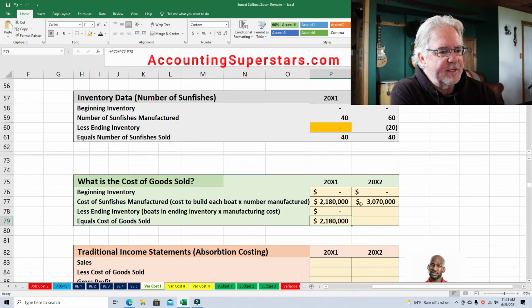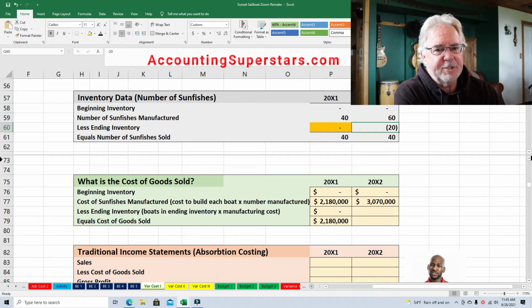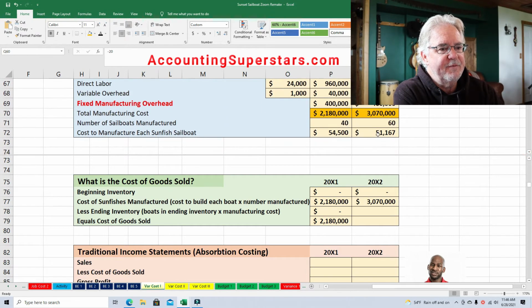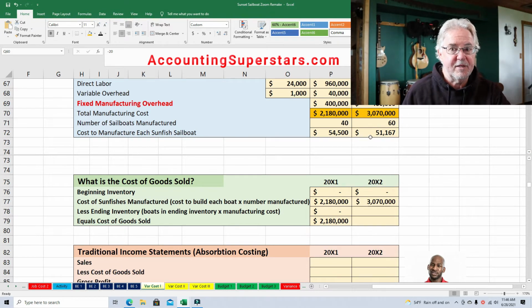Beginning inventory plus the cost of goods manufactured minus the ending inventory is the cost of goods sold. Let's finish out 2002. Well, beginning inventory was 0. The cost of boats manufactured was 3,070,000, but we did have an ending inventory of 20 boats. How much did it cost to build one of those boats? 51,167. So 51,167 times 20 boats. There we go.